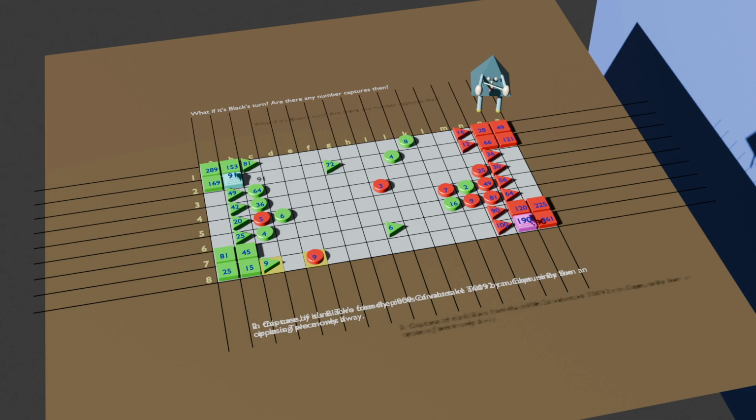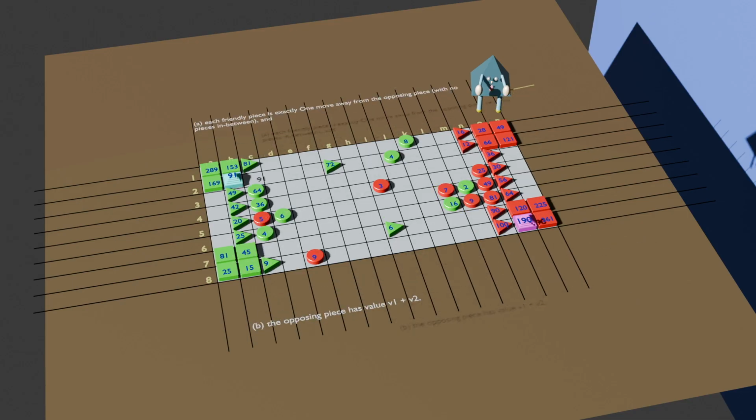2. Capture by sum. 2 friendly pieces of values v1 and v2 can capture by sum an opposing piece only if a. Each friendly piece is exactly one move away from the opposing piece, with no pieces in between, and b. The opposing piece has value v1 plus v2.